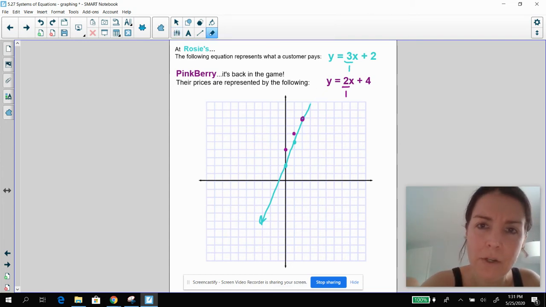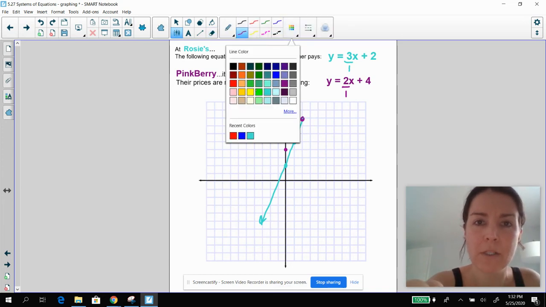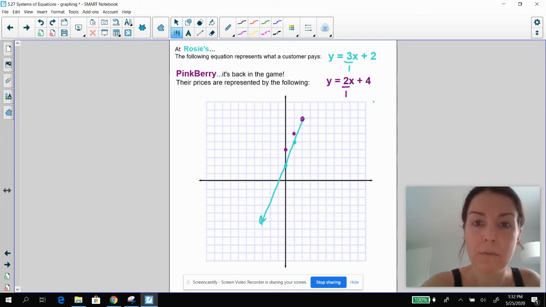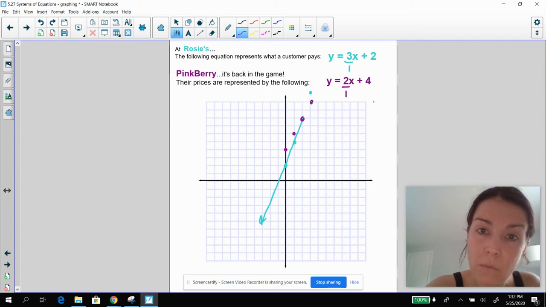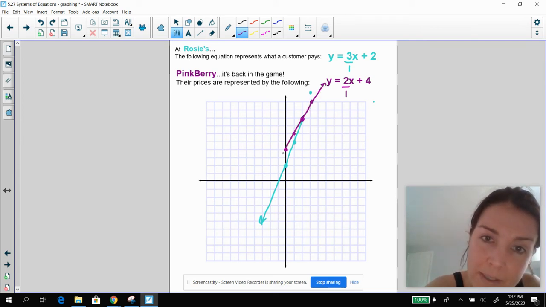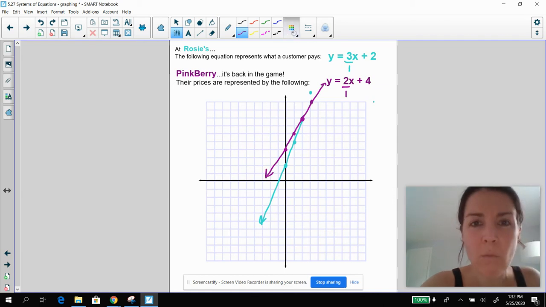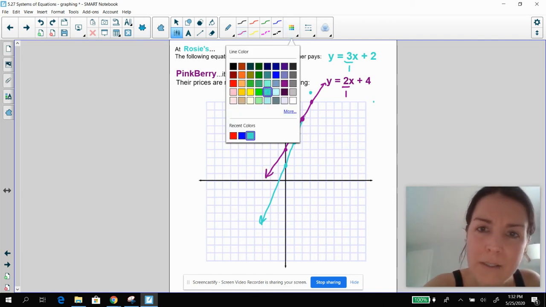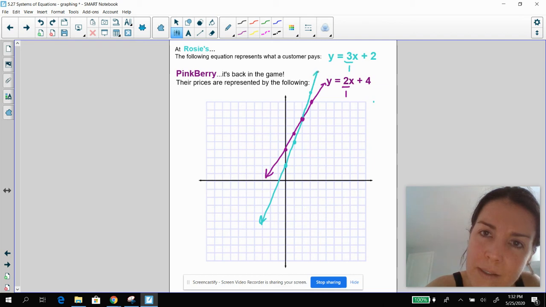And my line for Rosie's is not perfect. So I can continue Rosie's a little bit more just to make it look better. So my Rosie's slope is 3 over 1. So I would go 1, 2, 3 over 1 here. And then my Pinkberry is up 2 over 1. So Pinkberry looks like this, while Rosie's looks like this.